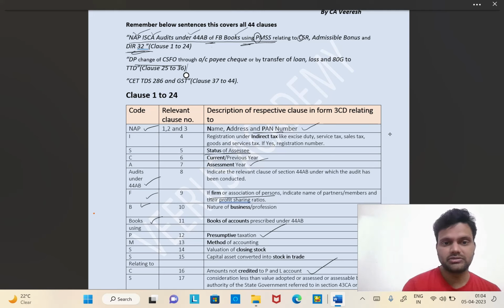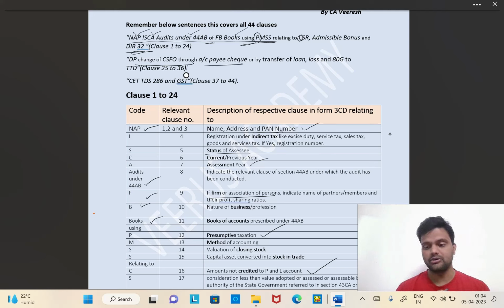And DP change of CSFO through account pay check. How are they changing it? Through account pay check. Again, I'm saying there is no logic to the sentence. It is just to remember for your examination. Display picture change of Central Security Force Organization through account pay check, or by transfer of loan, loss and ATG.